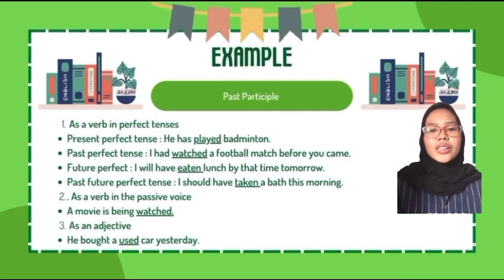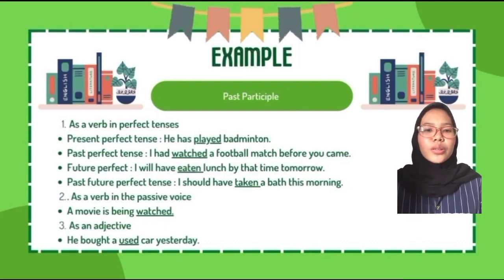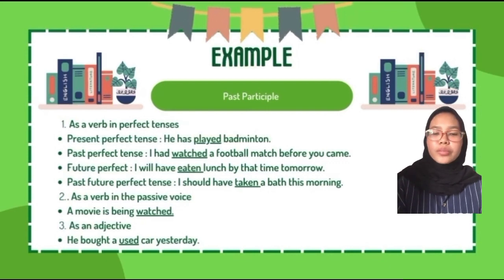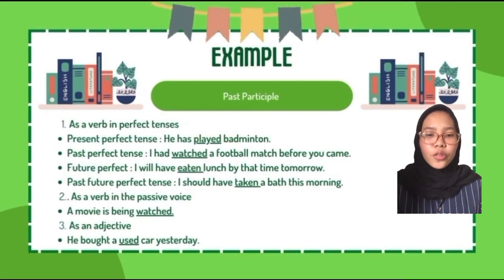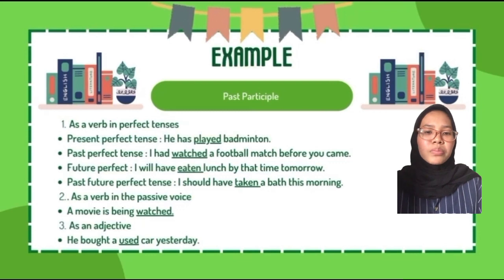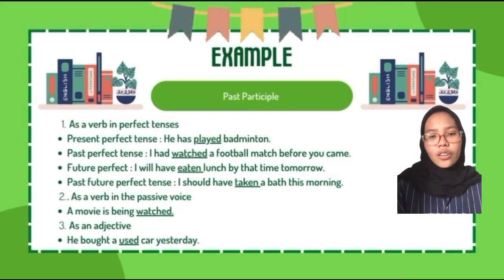We start with past participle, first as a verb in perfect tenses, including present perfect, past perfect, future perfect, and past future perfect. The verb used is the third form, which is verb 3, also known as past participle. Therefore, one use of past participle is when you want to make sentences in these types of tenses. Here are examples of past participle usage in each of the tenses.